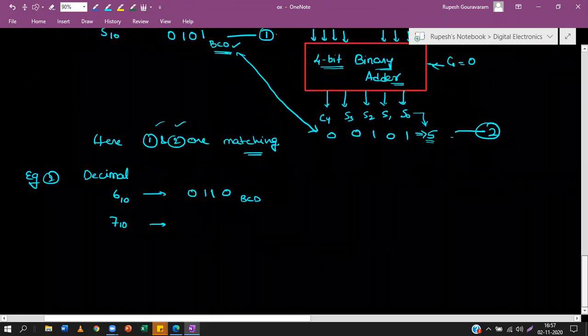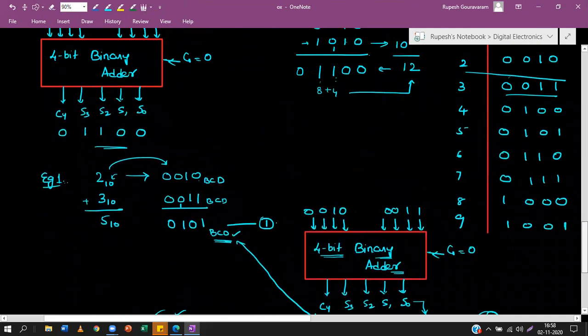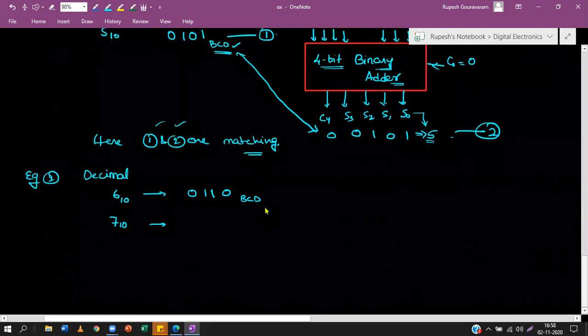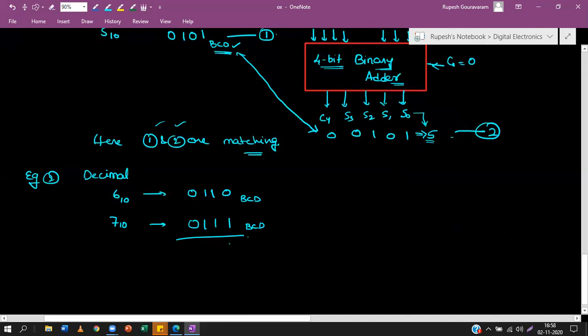Here we are taking the values 6 and 7. 6 and 7 are represented in the BCD form as here. 6 is represented as 0110 and 7 as 0111. Both are BCD. If we add both BCD numbers, let us see what comes.